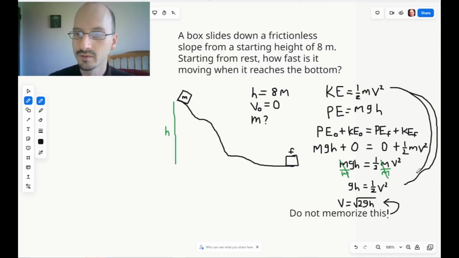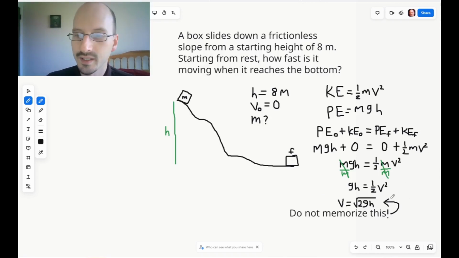This part will be applicable in many, many problems. This equation down here, only applicable for a small number of problems. And if you memorize it, that's a waste of brain power. That's a waste of effort. So don't memorize v equals square root 2gh.